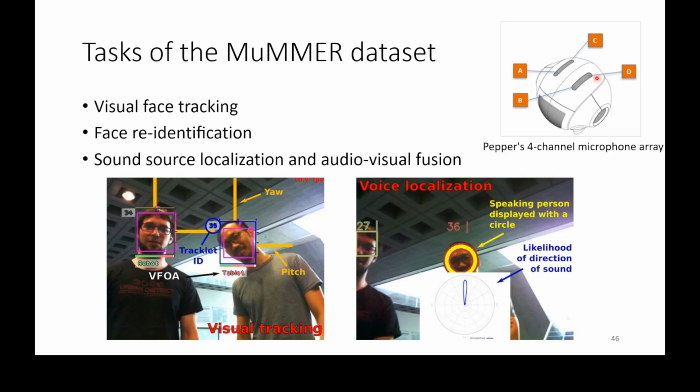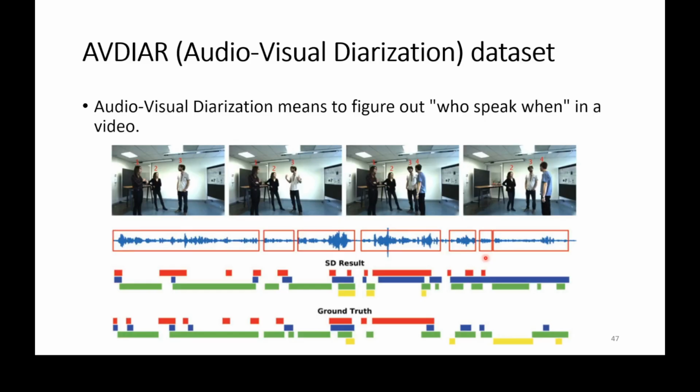In the paper, the robot has a 4-channel microphone. The microphone is at the top of the robot's head. So you can see the locations A, B, C, D here. So if the 4 microphones receive the voice signal at the same time, you can use the signal differences to estimate the direction of the sound source. So in this example, they show that when they receive a sentence, the direction most likely is this part. So it should be this person who is speaking. So this is the MUMR dataset.